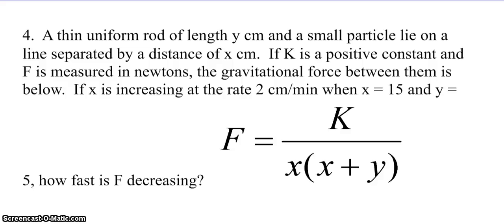Number 4. A thin uniform rod of length y centimeters and a small particle lie on a line separated by a distance of x centimeters. If k is a positive constant, and F is measured in newtons, the gravitational force between them is below. So this is our function.